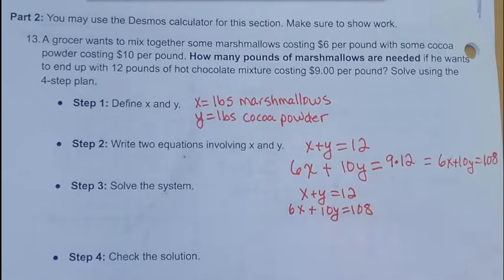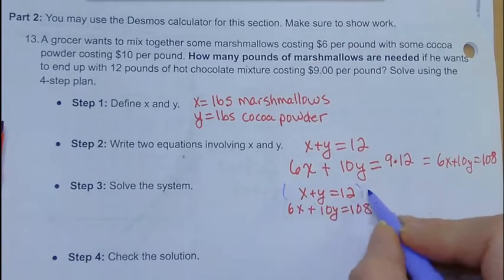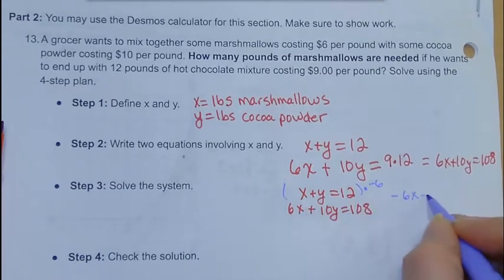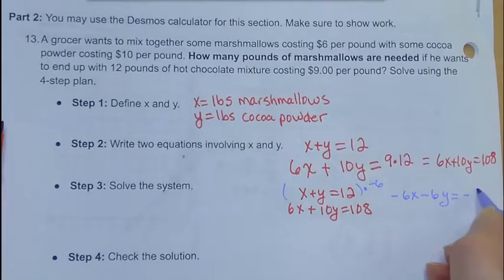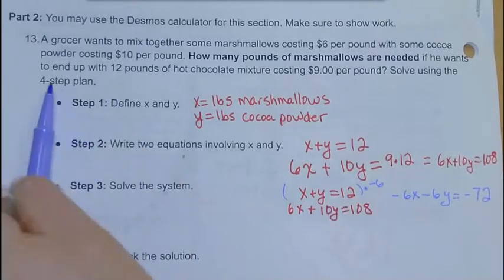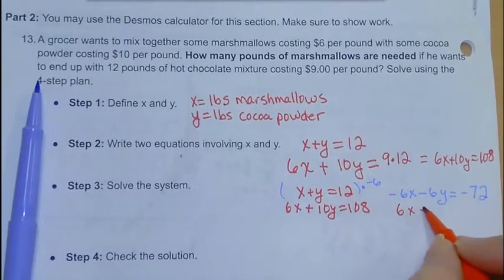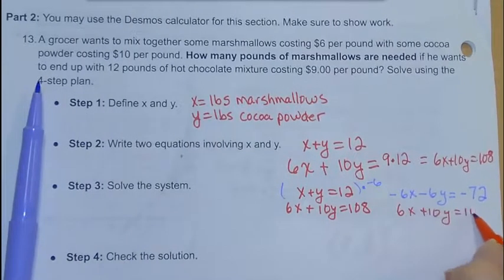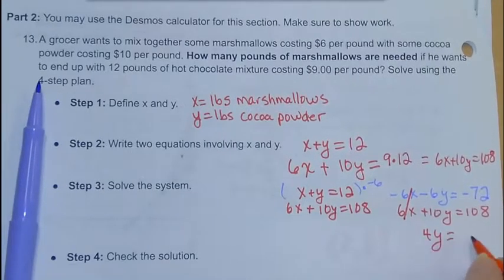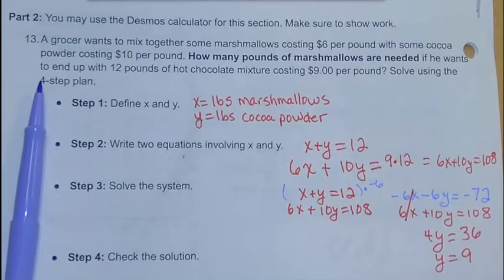So if I wanted to eliminate x, then I might multiply my whole upper statement by -6. So I have -6x minus 6y equals -72. Then I'm going to keep my second statement exactly the same: 6x plus 10y equals 108. Those cancel, and I have 4y equals 36. That means that y equals 9.